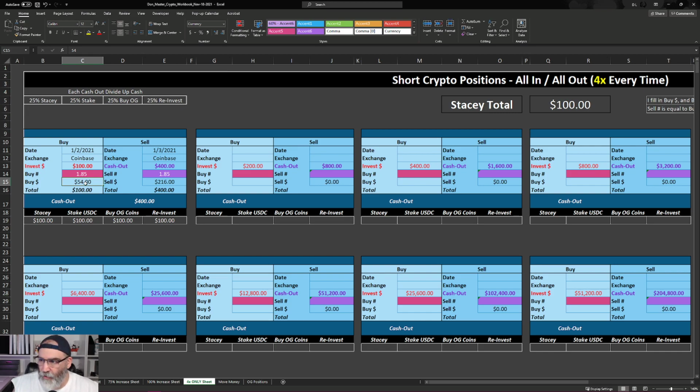The price of the token was $54. I have to wait until it gets to 200. I should put price of coin here. Buy price of coin. Let's just do this real quick. This will be a note for me later to figure that out. Okay, so that's what we're doing here. And then the sell price of token.